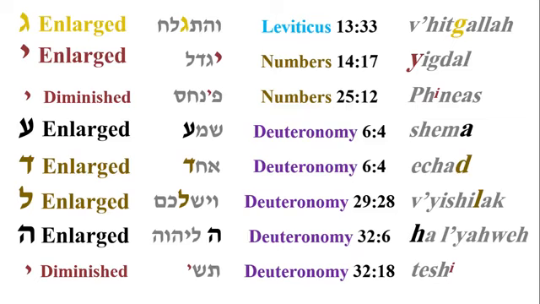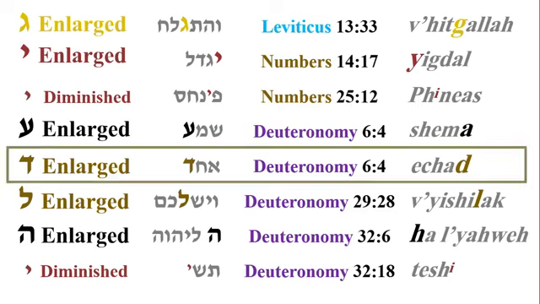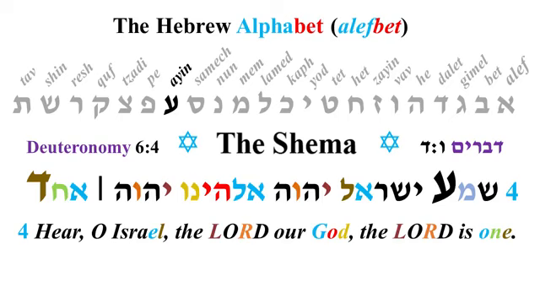He does the same thing. Here's a list of more majuscule and minuscule letters, and look at Deuteronomy 6:4. This is the famous Shema, right? It has an enlarged dalet in it. And the Shema, remember, is Shema Israel, the Lord our God, the Lord is one. Shema Israel, Yahweh Eloheinu, Yahweh Echad. He puts an enlarged dalet there so that you don't confuse it with a resh.